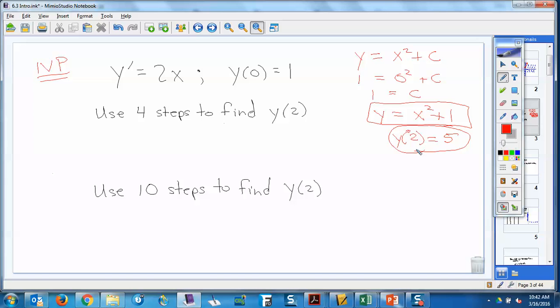Now, eventually, we're going to write out a table here of how to do this, and I'm going to show you how Euler's method works, so we're going to go through that right now. How does Euler's method give us a numerical approximation to help us to do this?